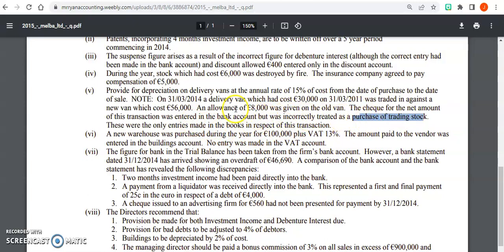Now it's the check that we need to adjust our purchases by. The check is the difference between the allowance and how much the van cost us. So the van cost us 56. We didn't pay the full 56. Why? Because we got an allowance of 8,000. So that means the check is for 48,000.